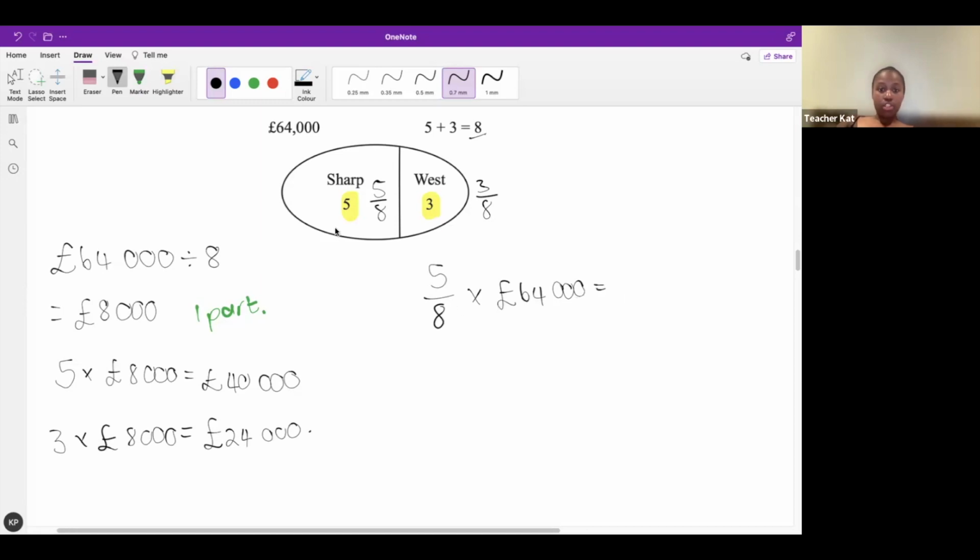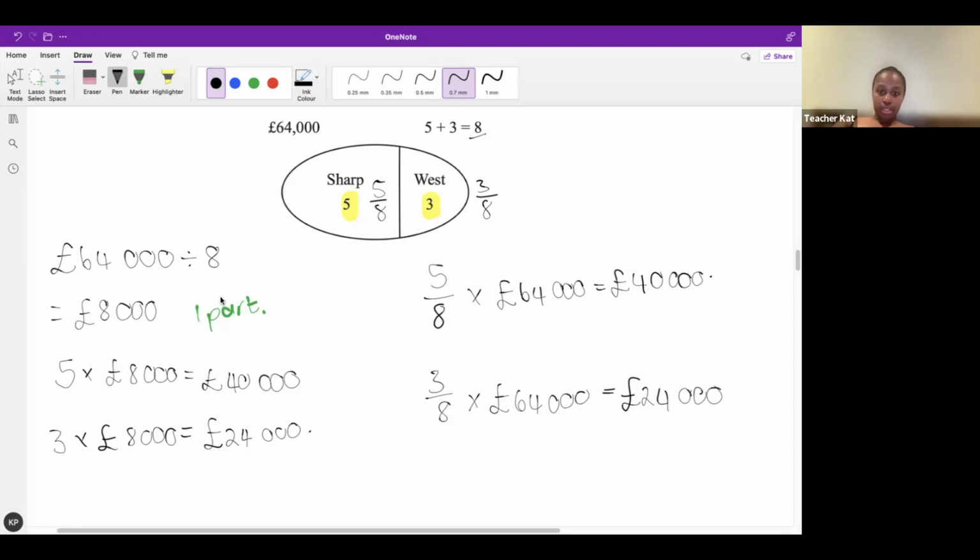Okay, so Sharp gets 5 out of 8 of the 64,000, which means West is going to get 3/8 of the 64,000. And I promise you, if you do this, you're going to get the exact same answers. You just use the method you like better. If you've been doing ratios for a while, if you're very confident with them, you will probably use this one. But if you're still unsure, just stick to making them 1. If you know what one part is worth, guys, you will literally be able to work out anything.